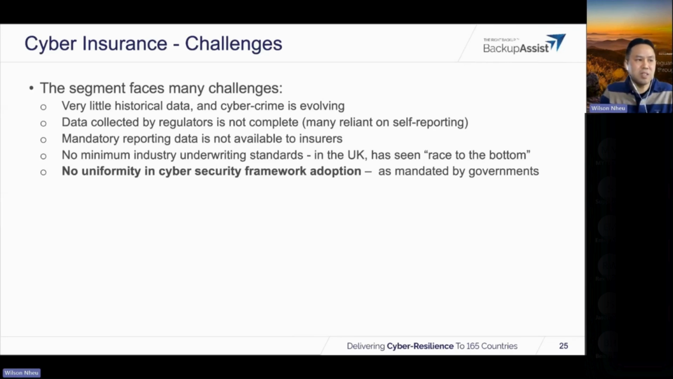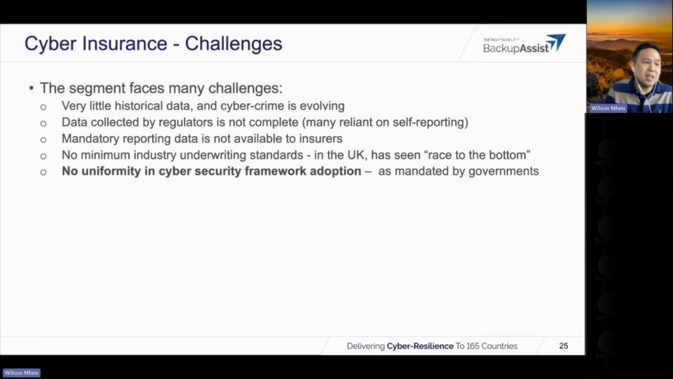There's actually no minimum underwriting standards yet, and that in part has been blamed for a race to the bottom in the UK with cyber insurance, whereby basically the competition has resulted in laxing of the rules for writing cyber insurance.